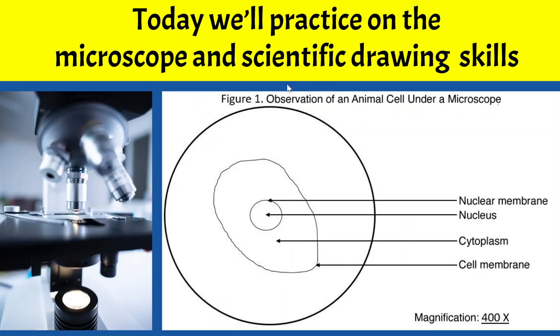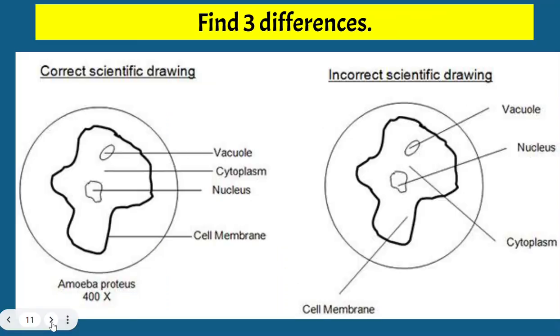Here is an example of what somebody might have drawn if they looked in the microscope and this is what they saw. They've labeled the parts of this cell, but you can see that they've used arrowheads. Don't do that, just use a horizontal line. So don't use those arrowheads. We're going to look at some more examples.